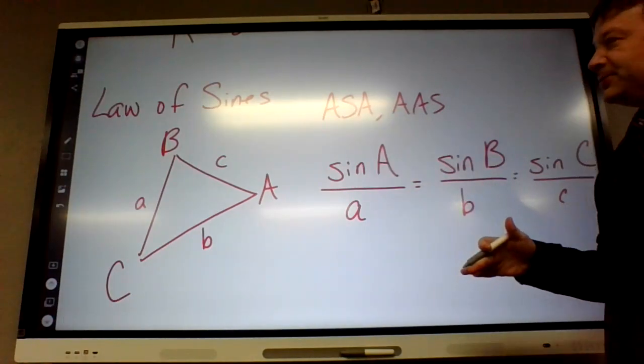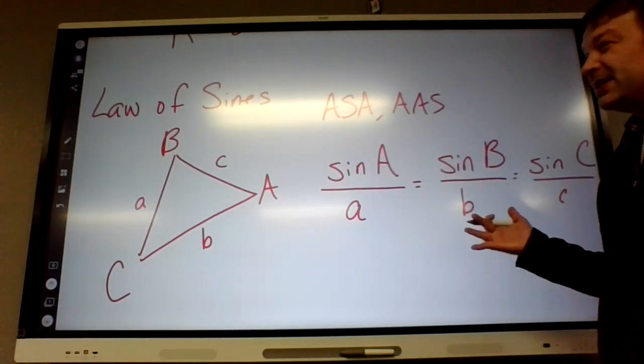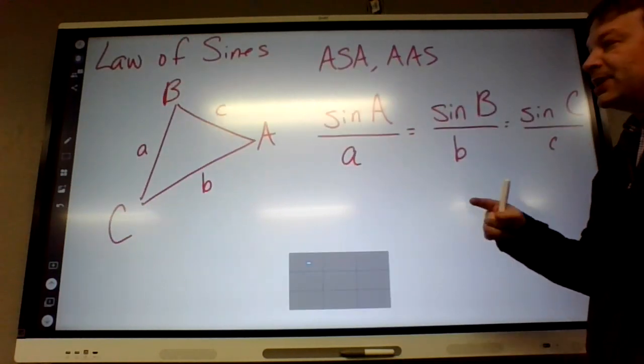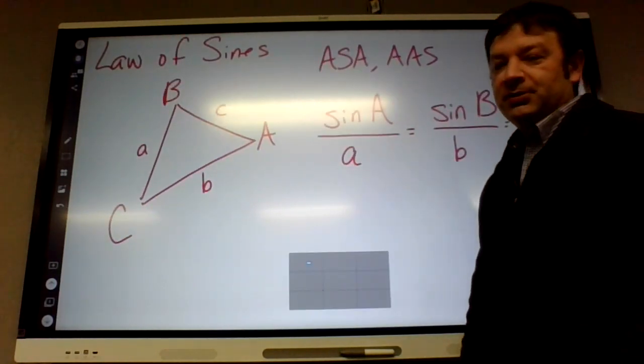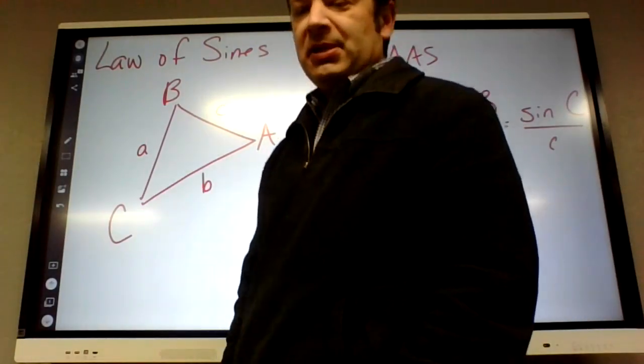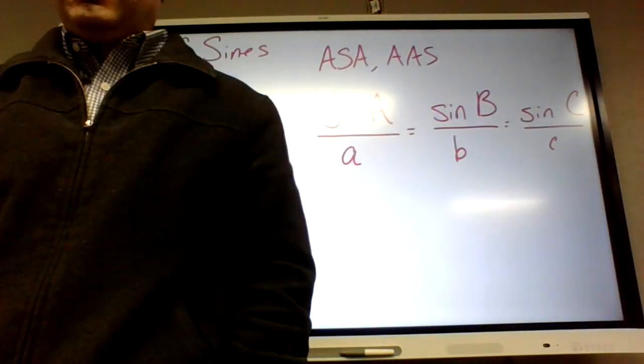Now, for other triangles where you have maybe sides and you're missing an angle, you have to know the law of cosines, which is tomorrow's deal. But the law of sines is definitely the easier version. So let's jump in and see what we got here.